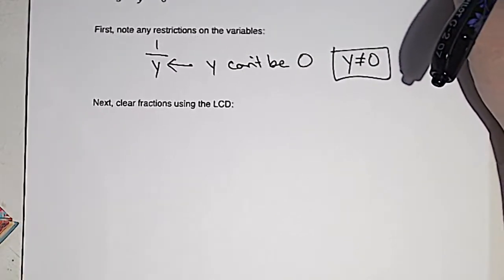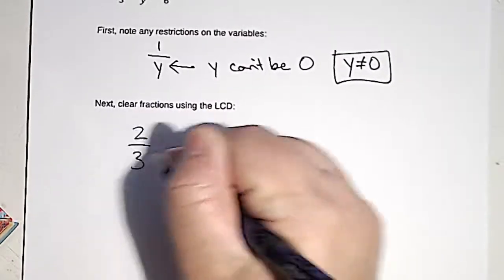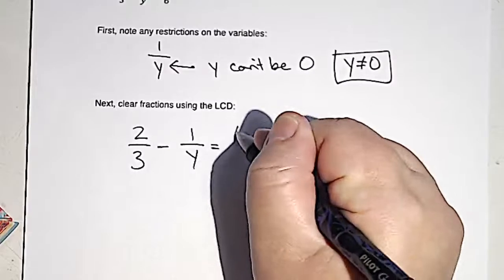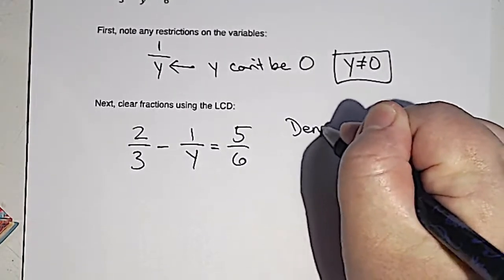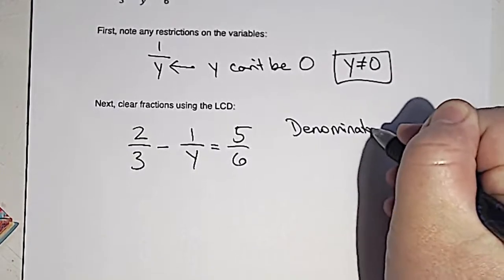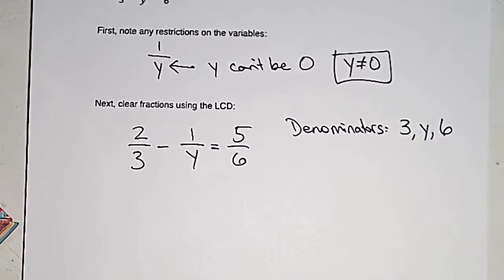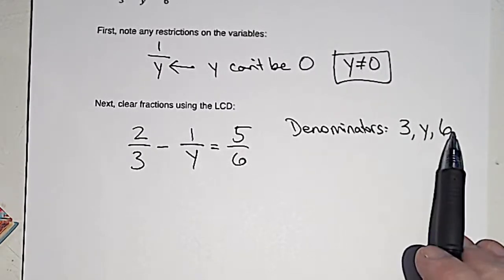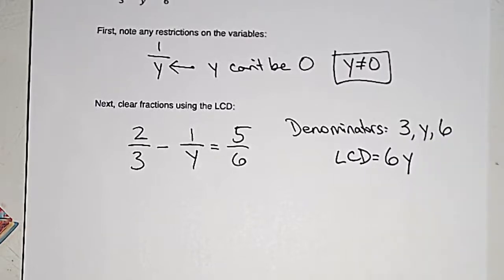Next up, let's clear fractions using the LCD. What are my denominators? Denominators are 3y and 6. I need a common multiple for all of them. 3 goes into 6. 6 goes into 6. My LCD is as simple as just 6y.